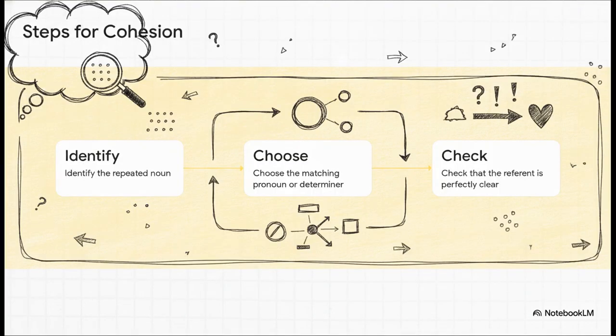So how do we avoid that confusion? Well, we can use a foolproof 3-step process to ensure your reader always knows exactly what you're pointing at. Step 1, identify the noun or idea you're about to repeat. Step 2, choose the matching pronoun or determiner that fits grammatically. And step 3, and hey, this is the most critical one, check that the referent, the actual thing you're pointing back to, is perfectly clear and unambiguous.